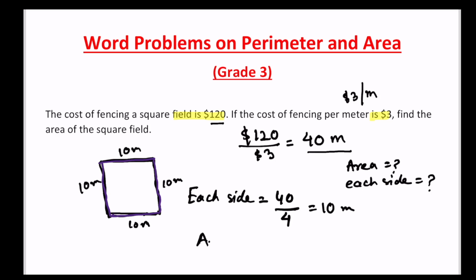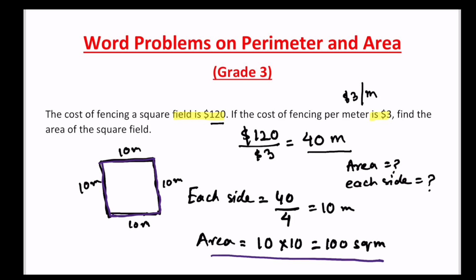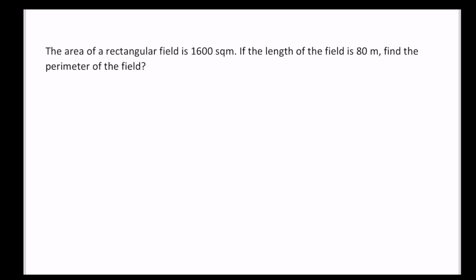And area, we know, is length into width. Area is equal to length into width. In this case, because it's a square, area will be 10 into 10, because all the sides of a square are equal. 10 into 10 is 100 square meters. So the area of the square field is 100 square meters. And that's our answer. Let's move on to the next question.